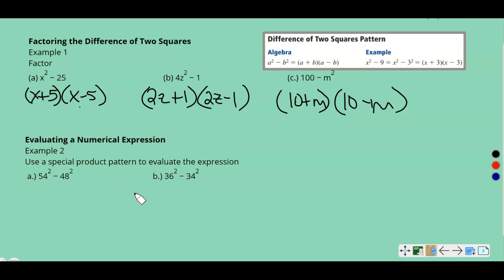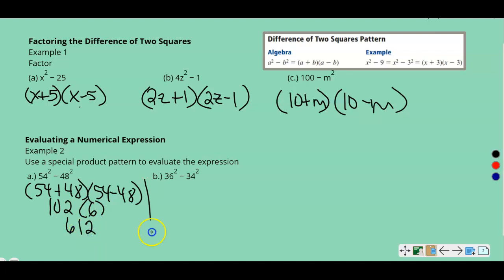So I can rewrite this as 54 plus 48 and 54 minus 48. When you do that, it becomes a little bit easier to calculate in your head. If you do 54 plus 48, that's going to be 102. Hopefully you can do mental math to add those together. And then 54 minus 48 is 6. So 102 times 6 is 612. So I could do that without a calculator using the difference of two squares pattern.